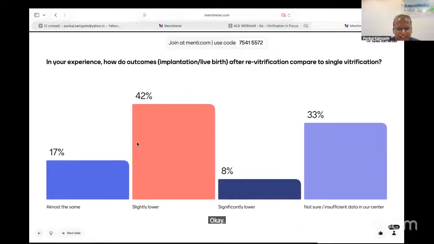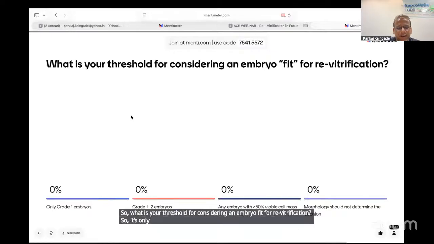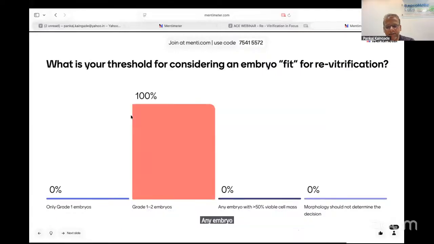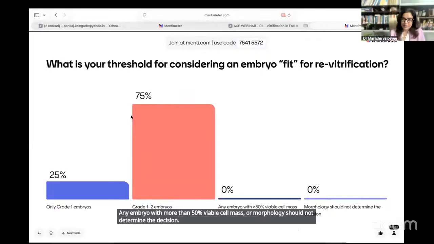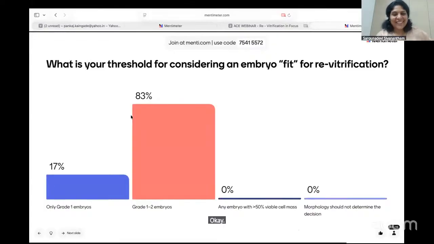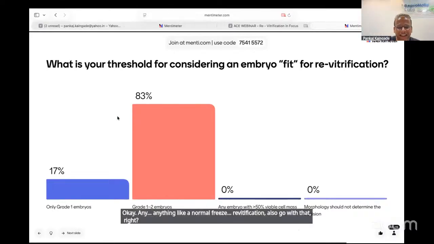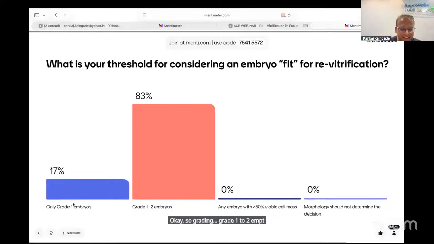Okay. So many people are taking slightly lower according to their experience. So what is your threshold for considering an embryo fit for revitrification? So it's only grade 1 embryos or grade 1-2 embryos? Any embryo with more than 50% viable cell mass, or morphology should not determine the decision. That was my question. Anything like a normal freeze, revitrification also goes with that, right? Okay, so grade 1-2 embryos was the answer given.